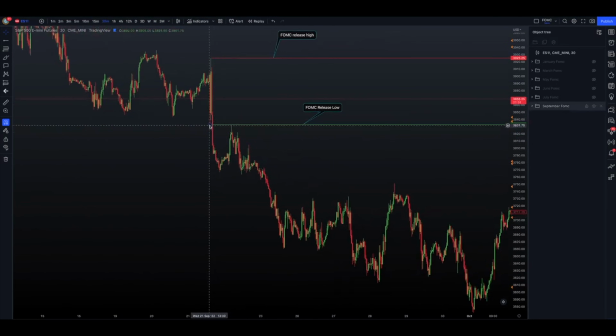Again, set the first at 2 p.m. Eastern, wherever the low is for that first hour is you're going to find the low and high, and then that's where you're going to leave those lines. Okay, now let's check out another FOMC example.